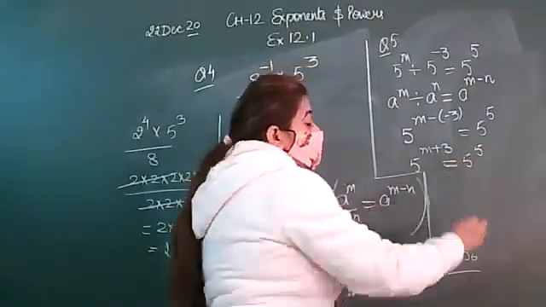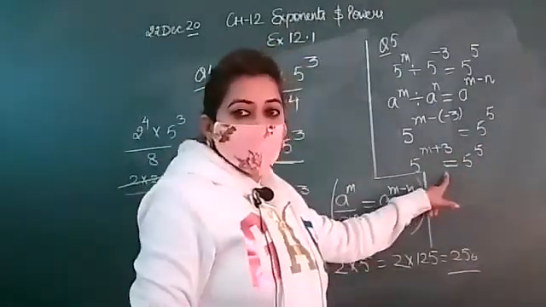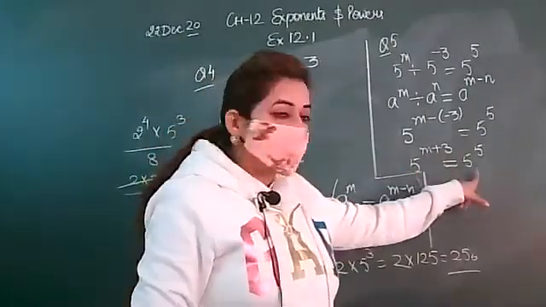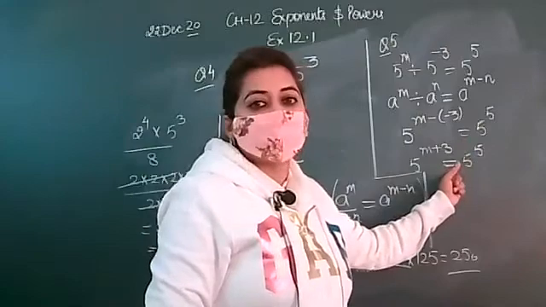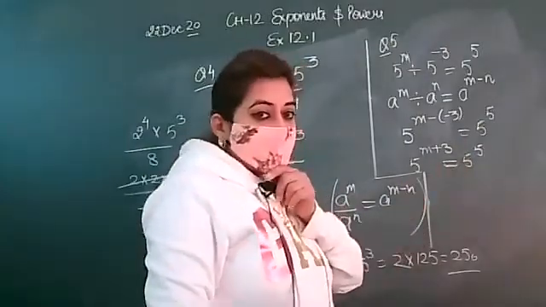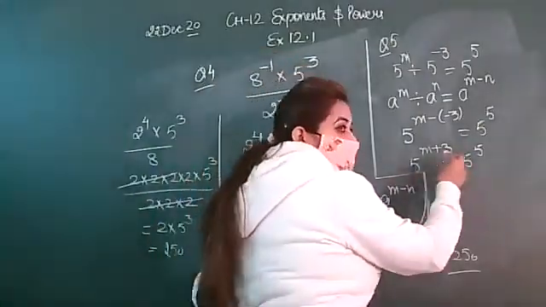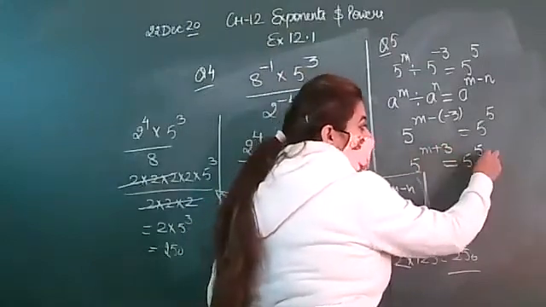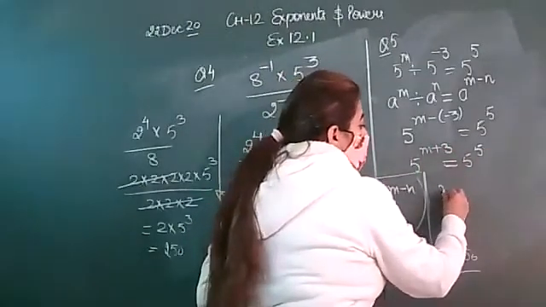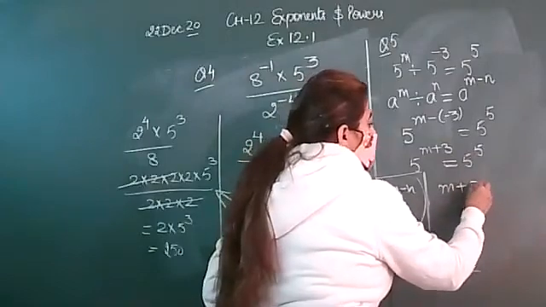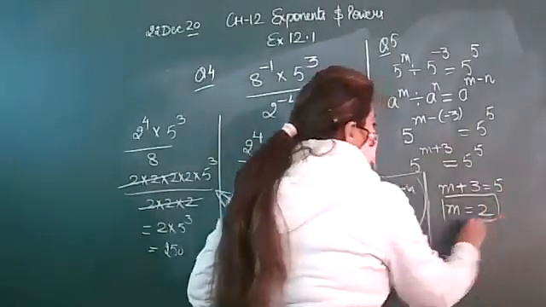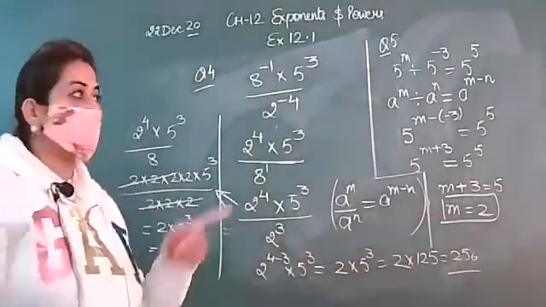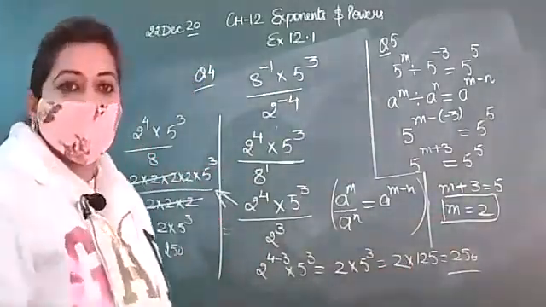Now look here, these two terms are equal. As you can see that bases are same, so power must be same because they have equality sign in the middle. Both are equal, that means base will be equal to base and power will be equal to power. So let's equate the power. M plus 3 is equal to 5, so m is equal to your 2. So in this we have to find the value of m that we have got as 2.